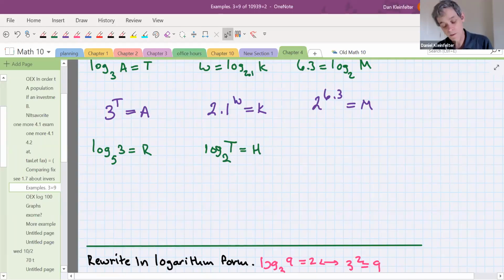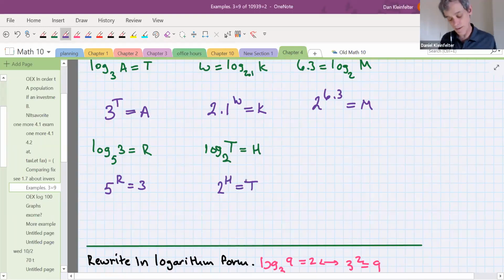Base 5 logarithm of 3 equals r. 5, that's the base still. The base is the same each time. We're putting r in, and 3 is coming out. Base 2 logarithm of t equals h. 2 to the h power equals t.